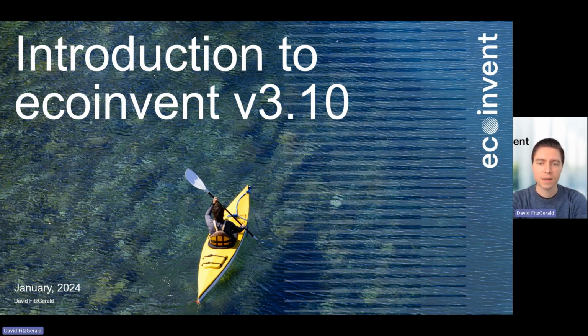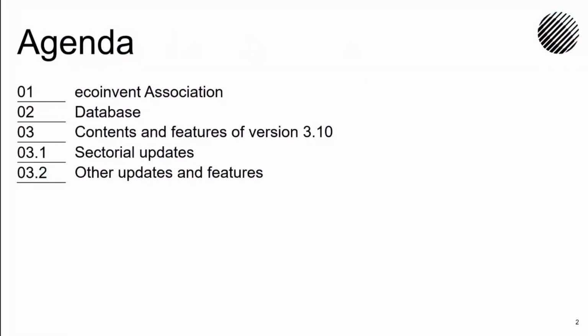Now let's get started. I'll just turn off my webcam and then turn it back on at the end of the presentation. Here's an overview of what I will be talking about today. For those unfamiliar with ecoinvent, I'll first give a quick general introduction about who we are and what the ecoinvent database is. I will then explain what has been updated for version 3.10. I'll be highlighting the main updates that were done for each of the sectors that were changed for version 3.10. And at the end, I will be mentioning a few other updates that concern the whole database.